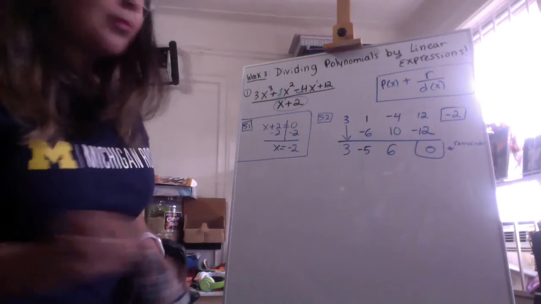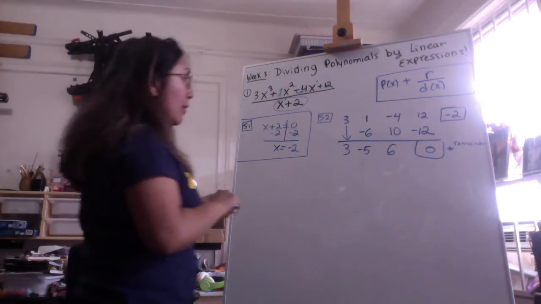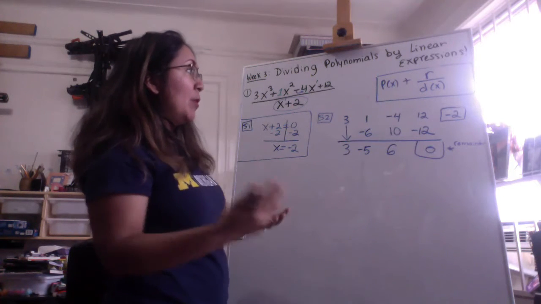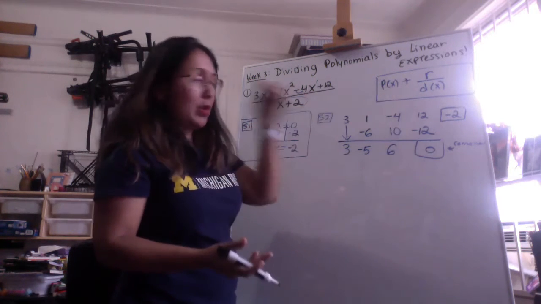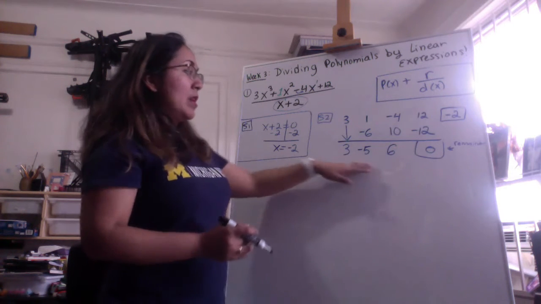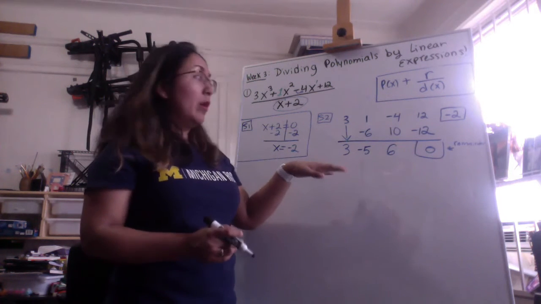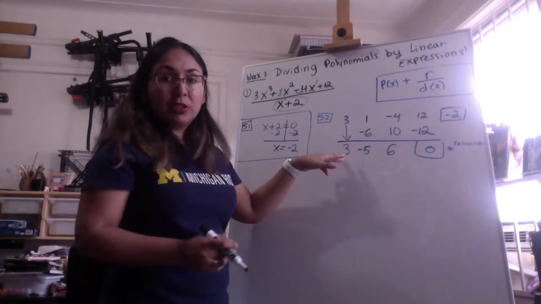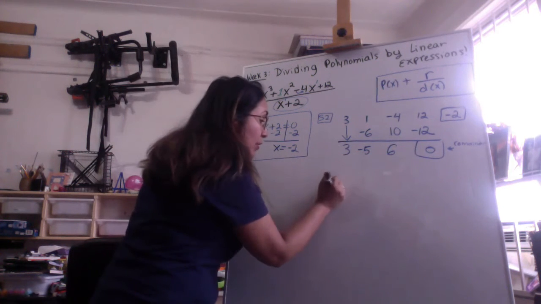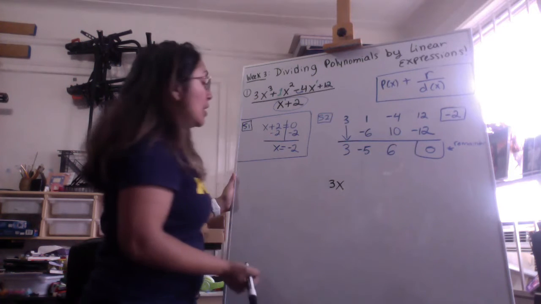Now, because I have a remainder of 0, my answer is just going to be in the form of p of x. And we'll see, I'll show you why. We're not done yet. We've just come up with the new coefficients for the quotient here. So everything here not in the box. So this becomes the coefficient to x to the second power.